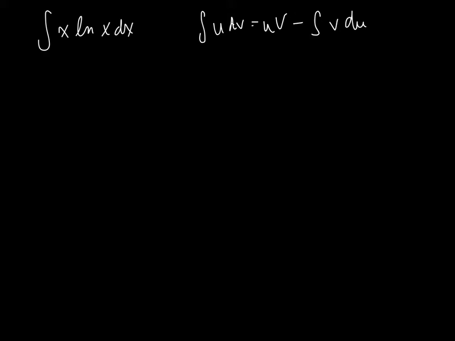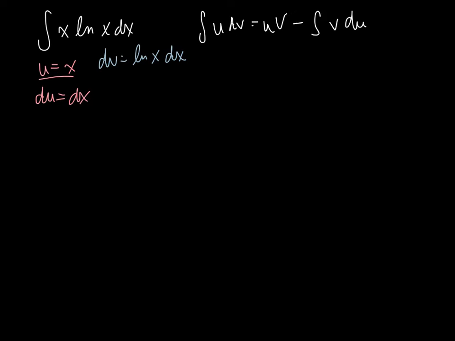And remember, u is chosen so that its derivative is simpler than what we started with. So I'm going to choose x to be u, and that means that dv is then ln of x dx. Okay, so in our formula we need u and du, so I'm going to take my u that I have here and find the derivative of each side, or the differential of each side. So du is equal to dx.